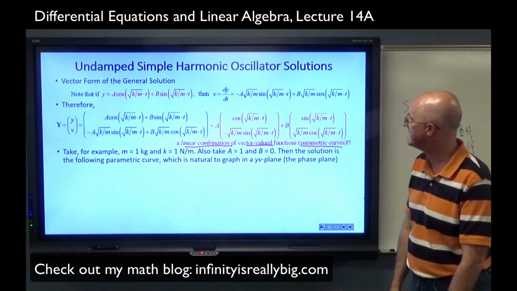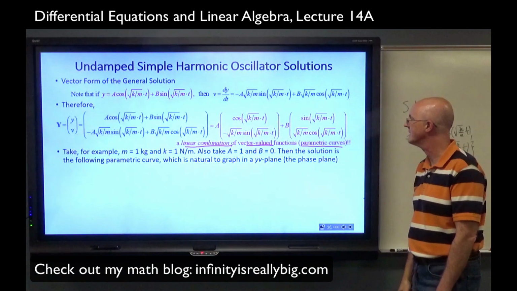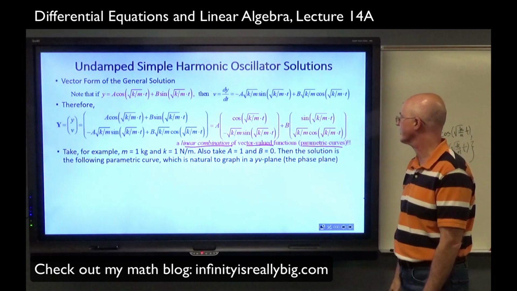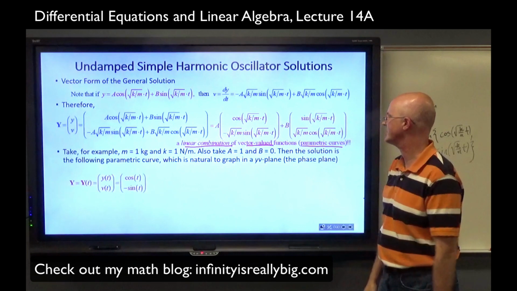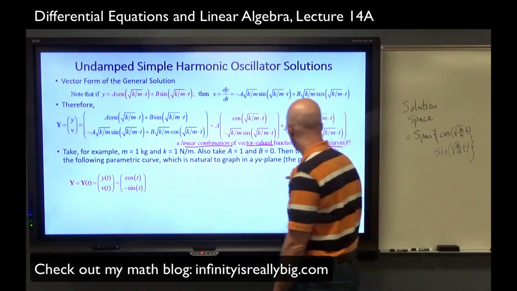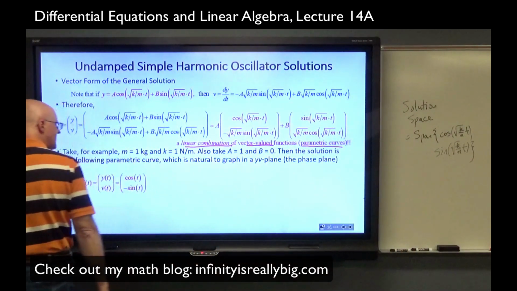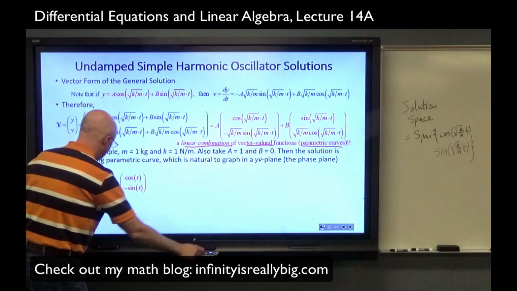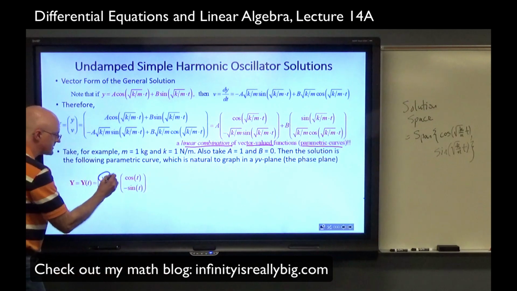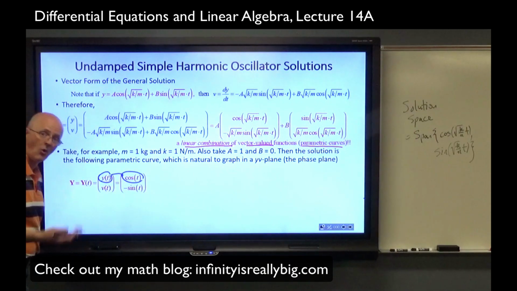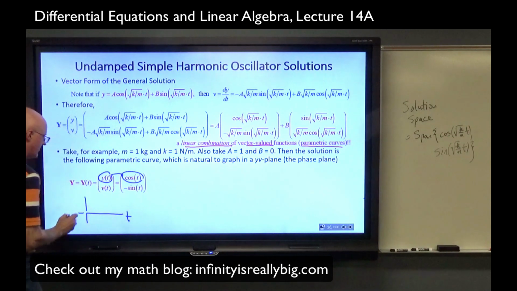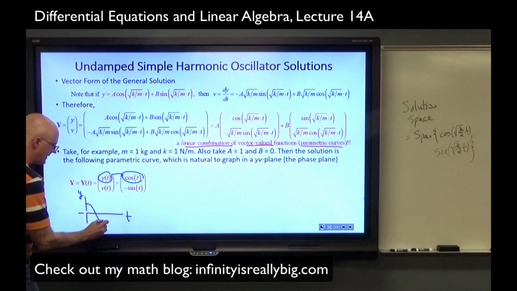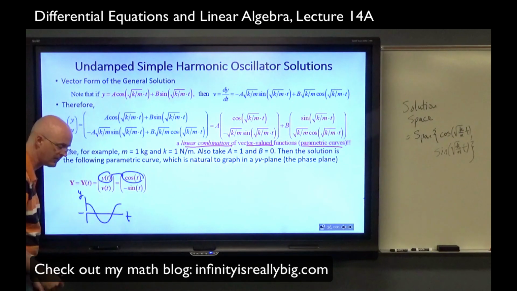If we take m to be 1 kilogram and k to be 1 Newton per meter, and let's also just pick something specific for A and B, take A to be 1 and B to be 0, then the solution is this parametric curve, okay, which we will also graph in the yv plane. Notice I also could graph, say, just the first component in an ordinary kind of graph. Say with t as the horizontal axis and y as the vertical axis, graph the cosine function, you know, it looks about like this. And it goes on forever and ever.